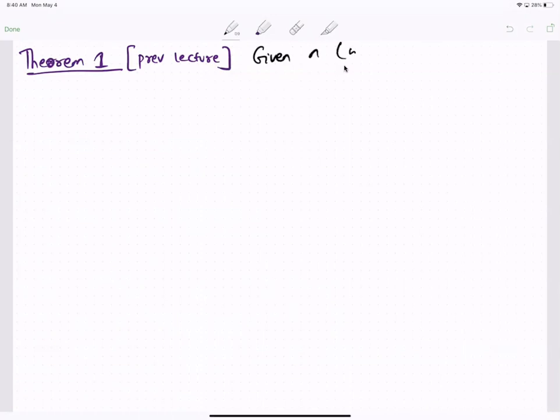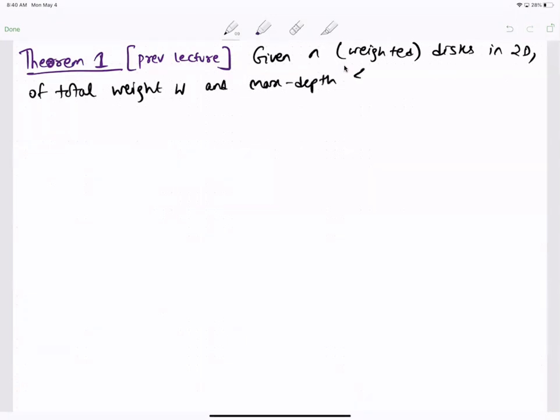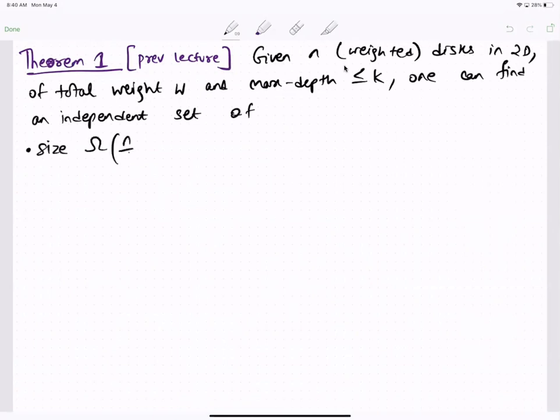Given n possibly weighted disks in D of total weight W and max depth less than or equal to K, one can find an independent set of size n over K. This is in the unweighted setting, or weight W over K in the weighted setting.